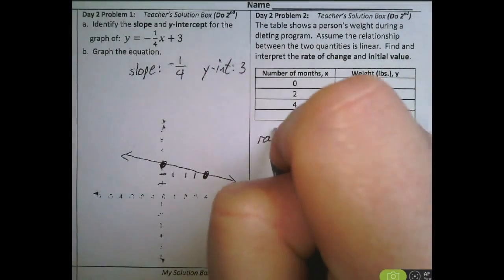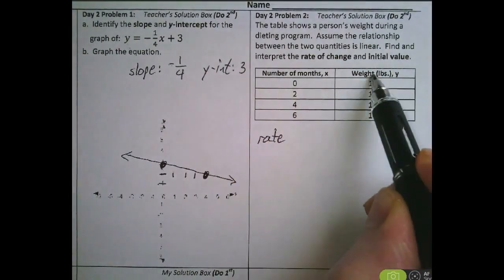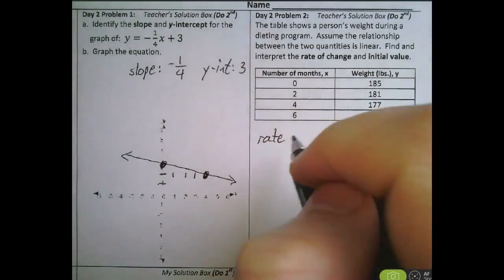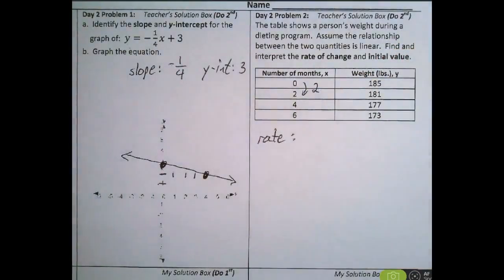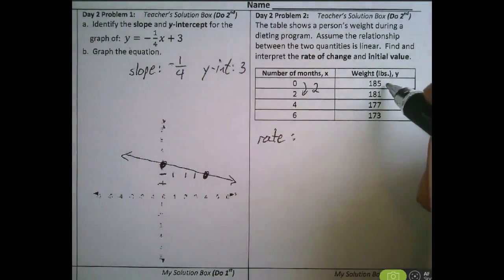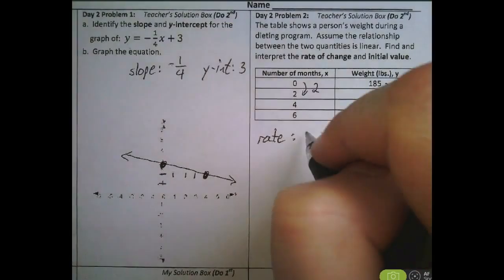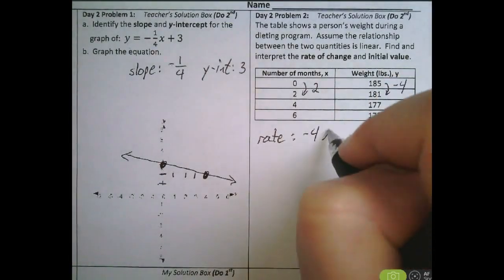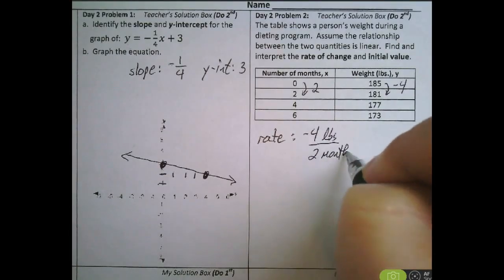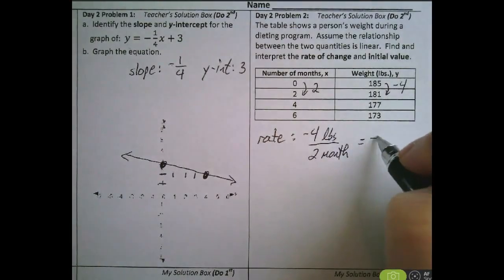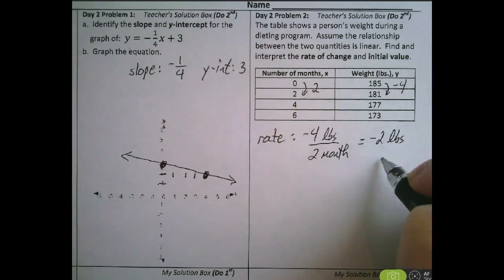So let's do rate of change first. How's the person's weight changing as time is going by? So from this row to this row, 2 months of time goes by, and in that 2 months, the weight is decreasing 4 pounds. So we can write that as negative 4 pounds in 2 months. We do need to reduce this, and so this is negative 2 pounds per month.